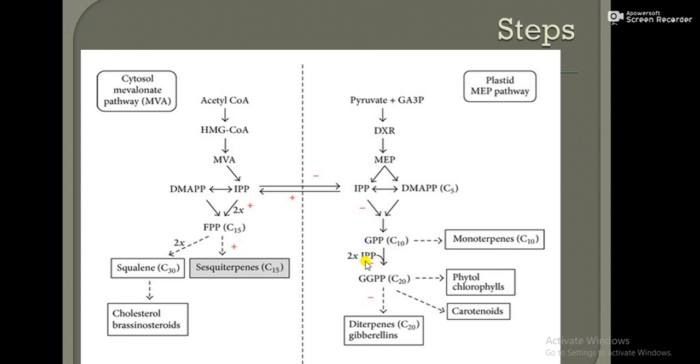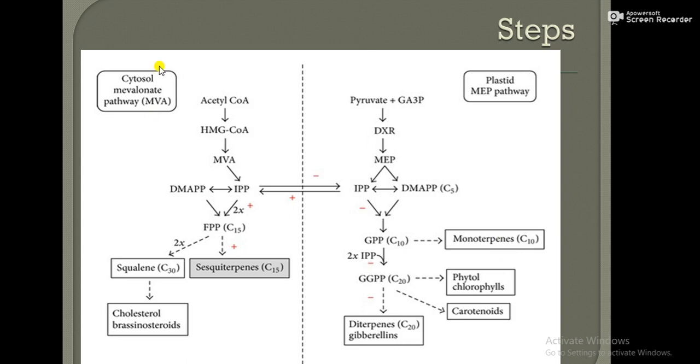When isopentenyl pyrophosphate is added to this 10 carbon compound, two molecules combined give the 20 carbon compound geranylgeranyl pyrophosphate, which forms diterpenes, or carotenoids that are tetraterpenes, or phytol of chlorophylls, or monoterpenes.